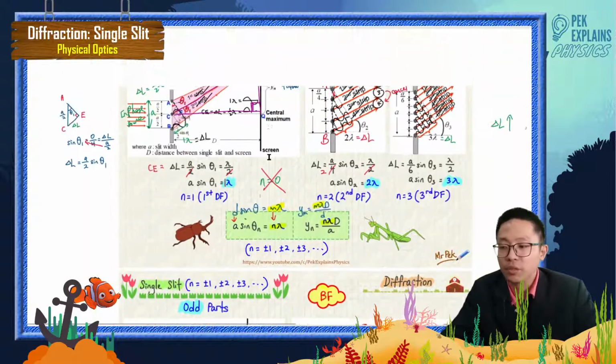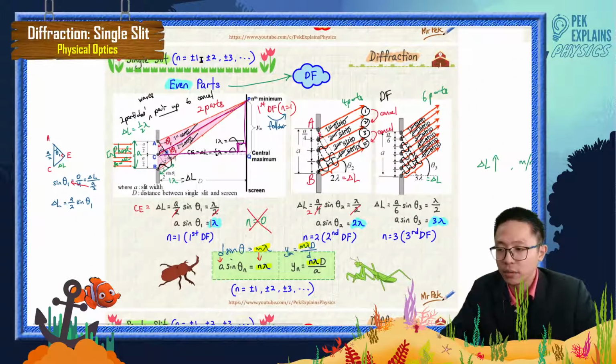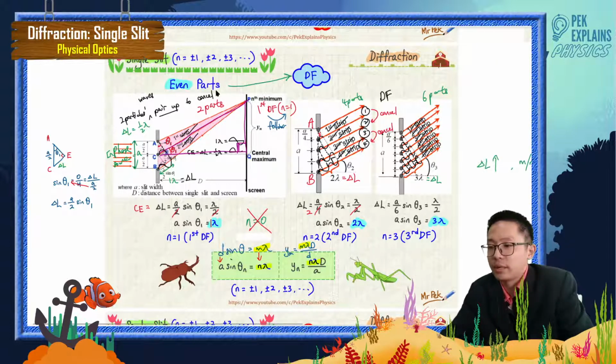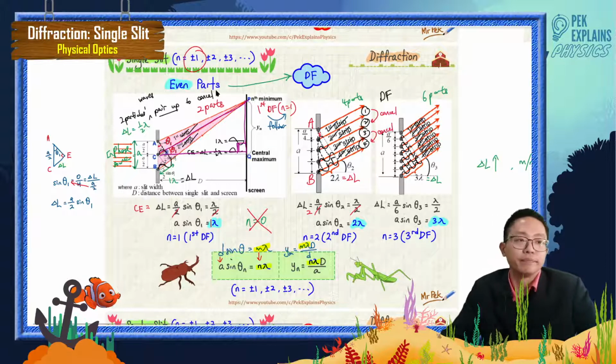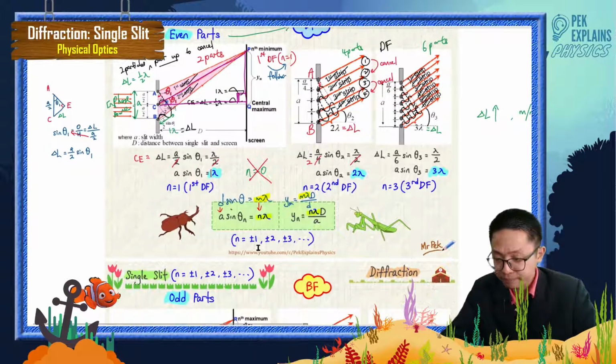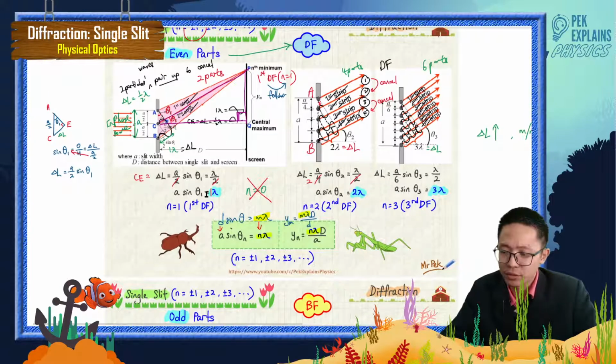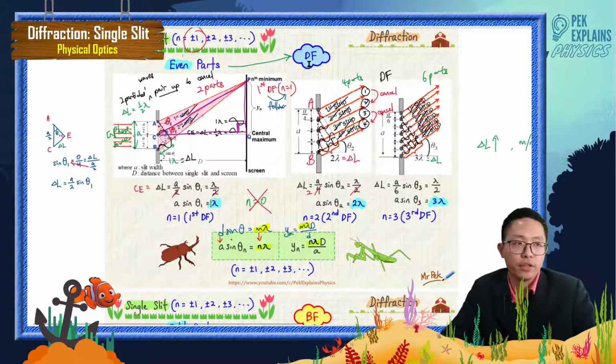It's all because of the equations. You can see the order starts from 1, it doesn't start from 0, because the first dark fringe you investigate is n equal to 1, not n equal to 0. That's why the order of a single slit starts from 1. Okay, so that's the dark fringe. In the following videos I will explain about the bright fringe.